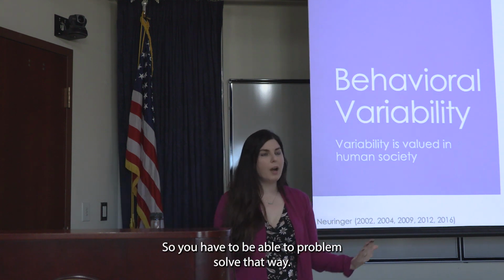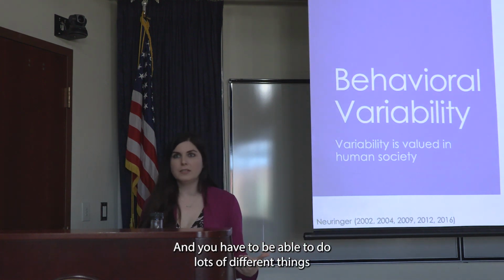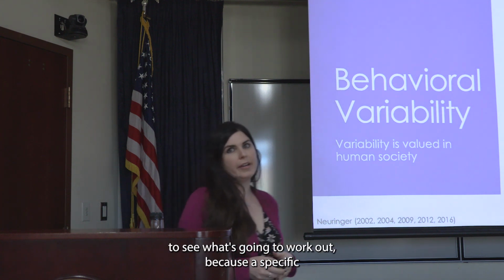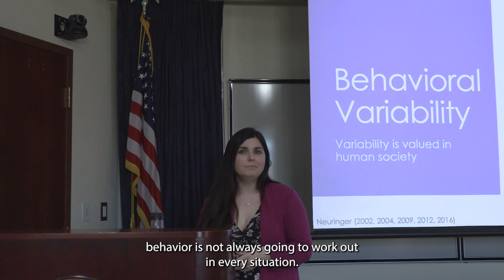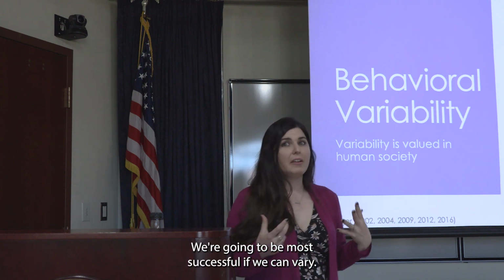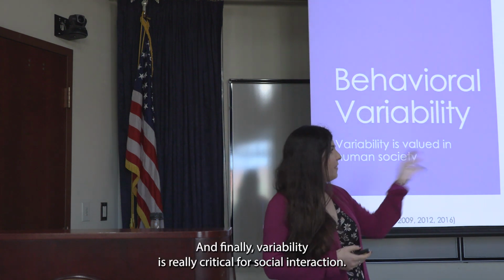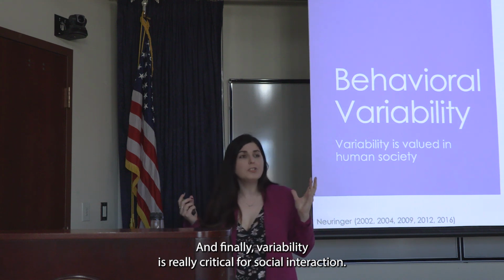So you have to be able to problem solve that way, and you have to be able to do lots of different things to see what's going to work out. Because a specific behavior is not always going to work out in every situation. We're going to be most successful if we can vary. And finally, variability is really critical for social interaction.